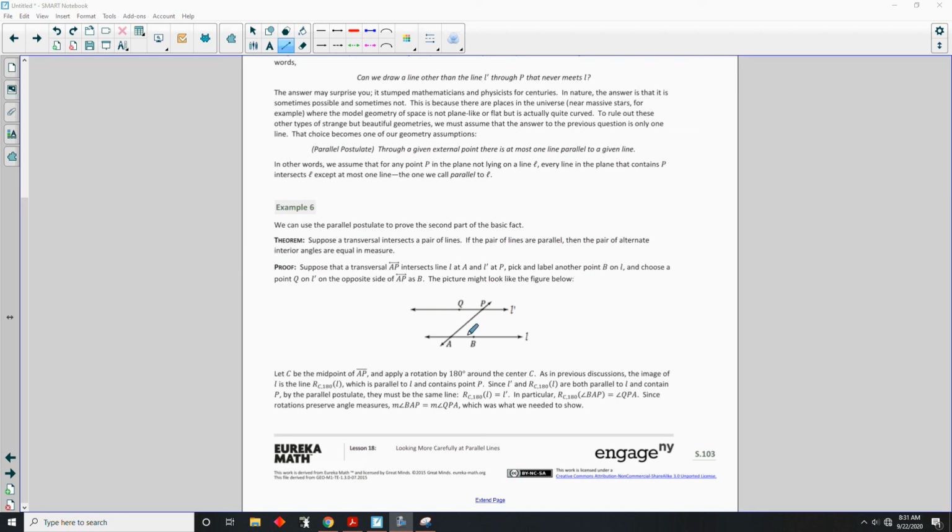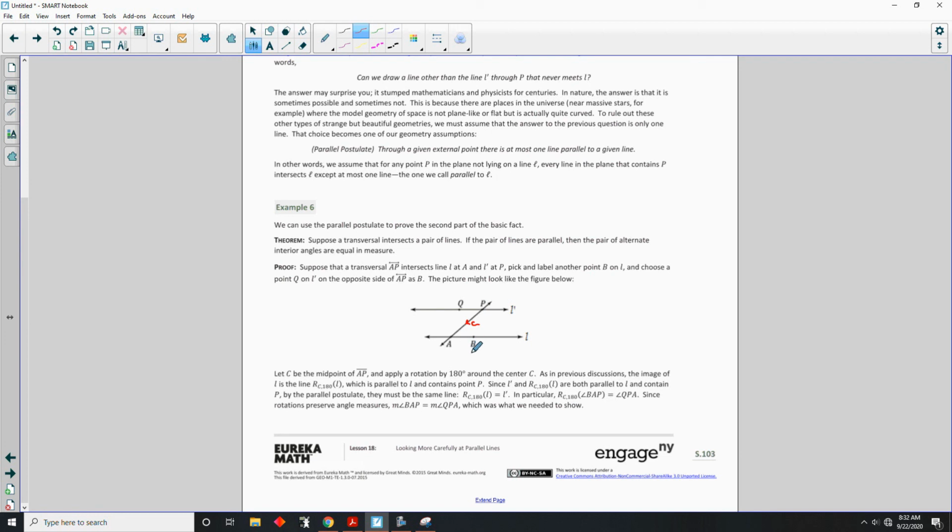So they've done that for us. Here's B, here's Q on the other line on the other side of line AP. Let C be the midpoint of AP. So then you'd put C here. Let's just say, I'm just guesstimating, that's the midpoint right here, and that's C. Okay, let C be the midpoint of AP.